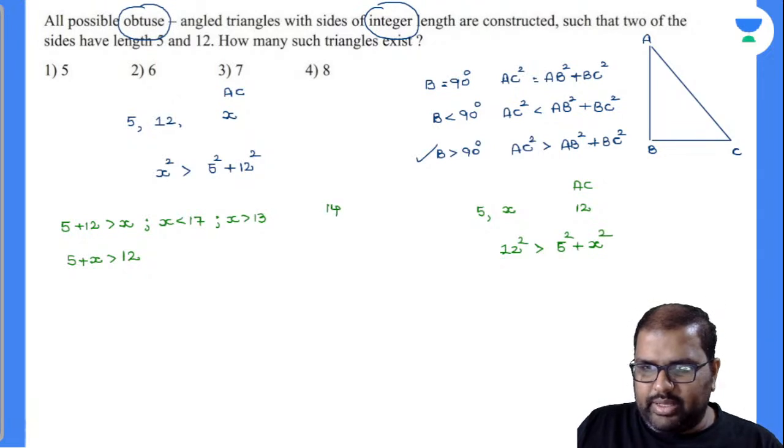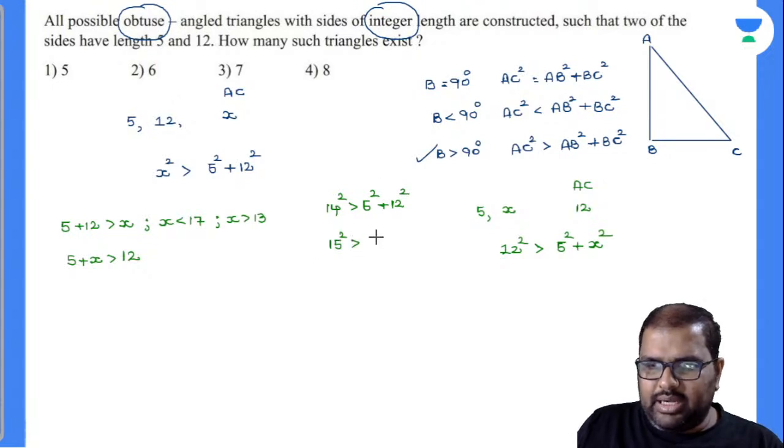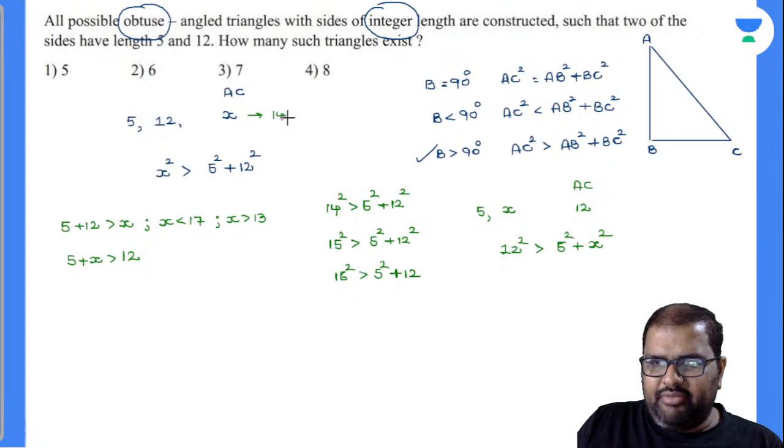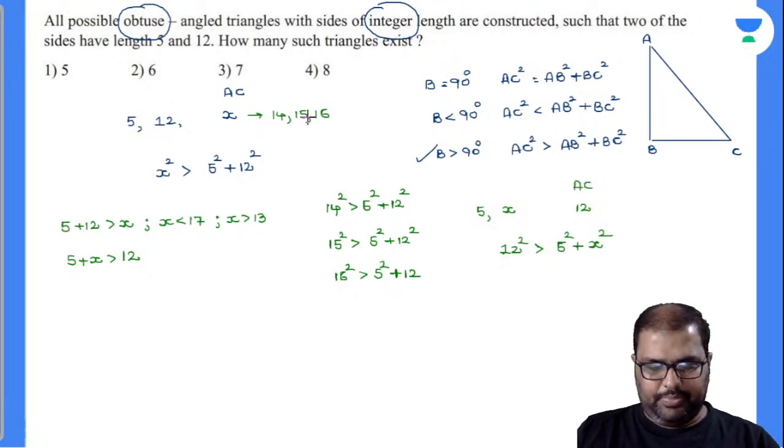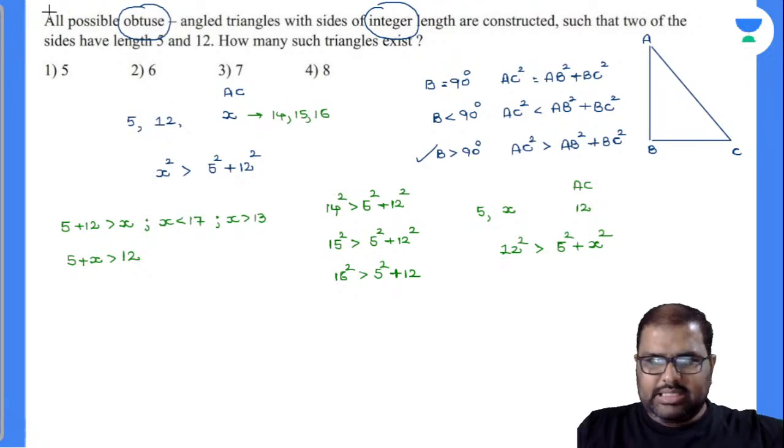So 14 square is greater than 5 square plus 12 square. Am I right or wrong? Next one, 15 square is greater than 5 square plus 12 square. The next one, 16 square is greater than 5 square plus 12 square. So how many values did you get for x there? 14, 15, 16. This is the point. Am I right or wrong? Hope you got my point, what I am explaining. Yes, perfectly.